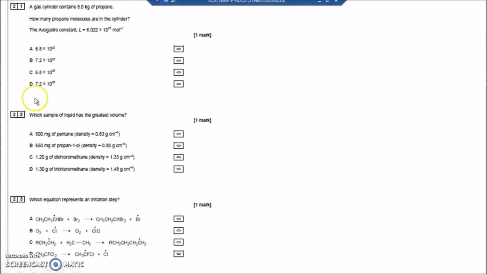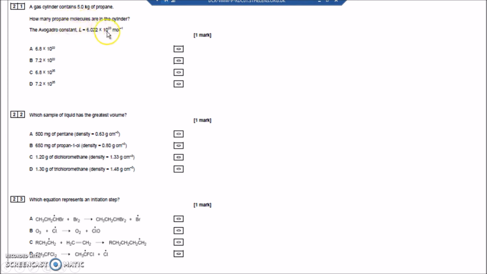Question 21, 22 and 23. A gas cylinder contains 5 kilograms of propane. So I've got a mass and I've got the name of a hydrocarbon. I could work out its molecular formula, I could work out its Mr, and I could work out moles from mass if I wanted to. Moles is mass over Mr. Where's it going to take me?